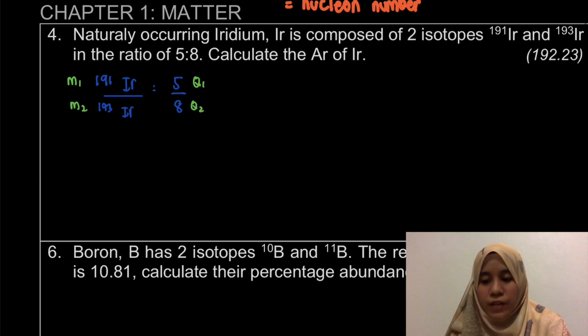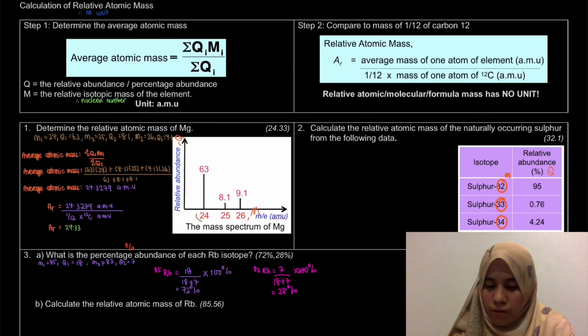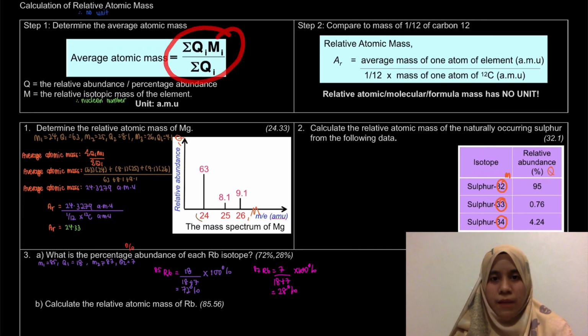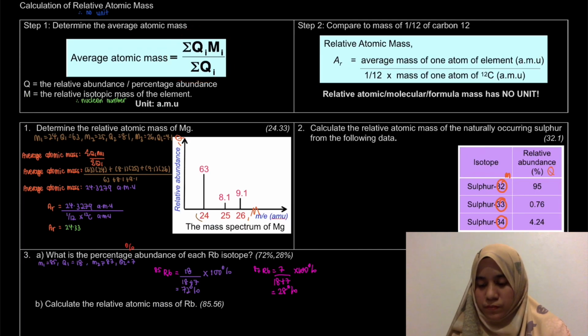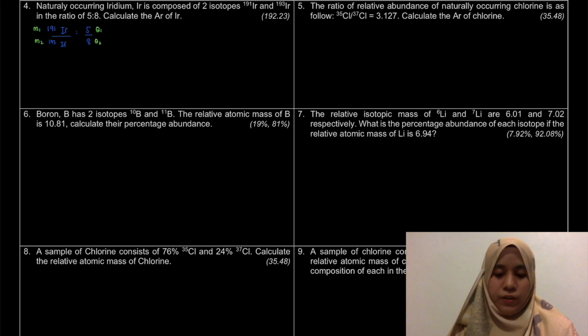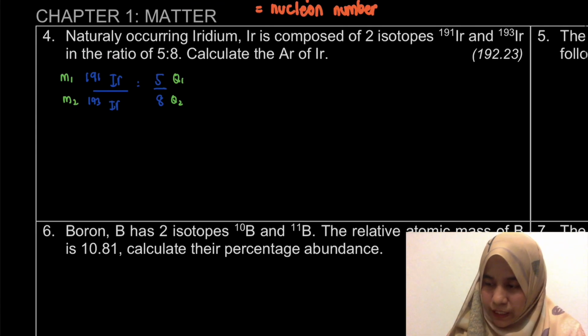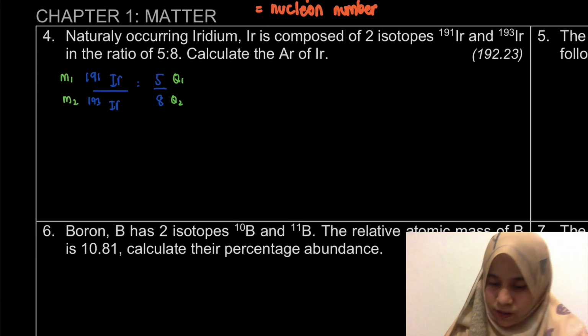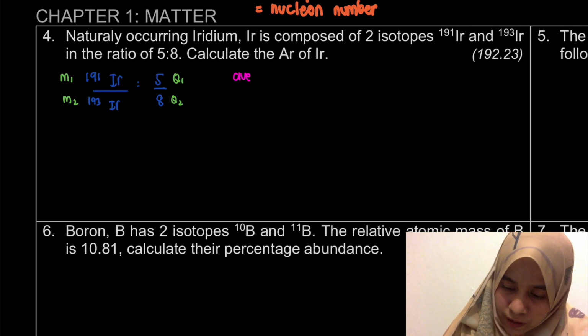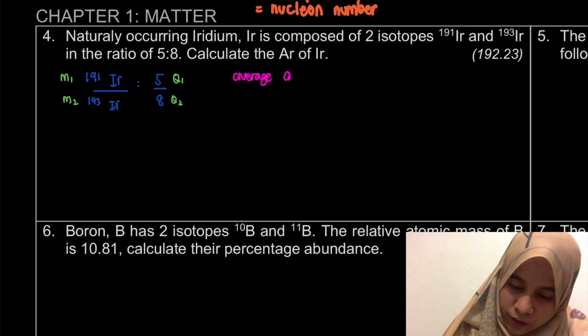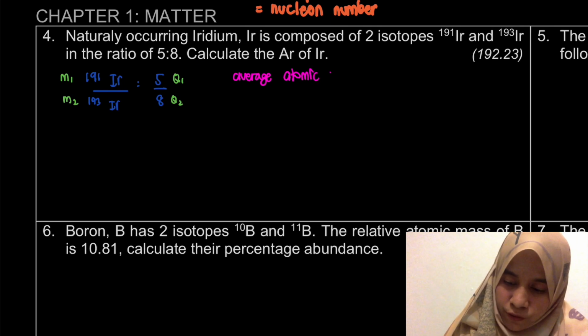From here we can find our sum of KiMi divided by sum of Ki. So how are we going to calculate it? First, the average atomic mass. Just to be safe, write down the formula. Even though it's simple, write it down anyway.